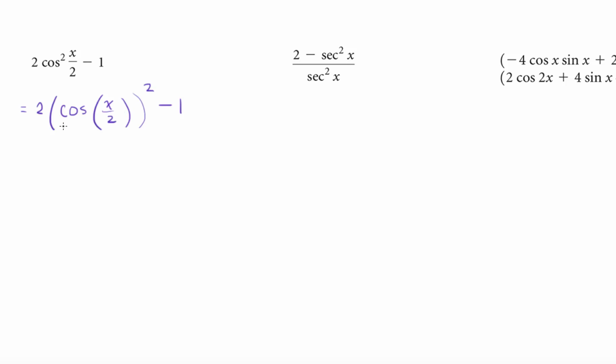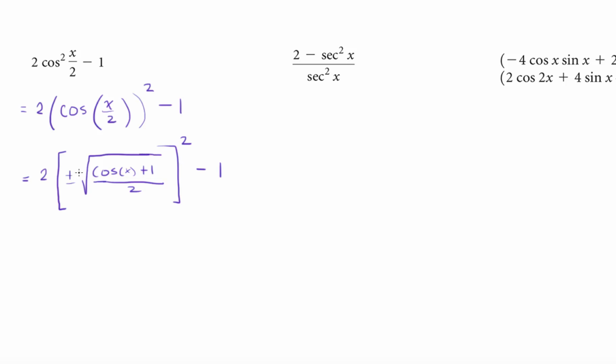Now, you need to know the identities for cosine of x over 2, which is the half angle formula. The half angle formula for cosine is plus or minus the square root of cosine of x plus 1 over 2. And then there's the square, minus 1.